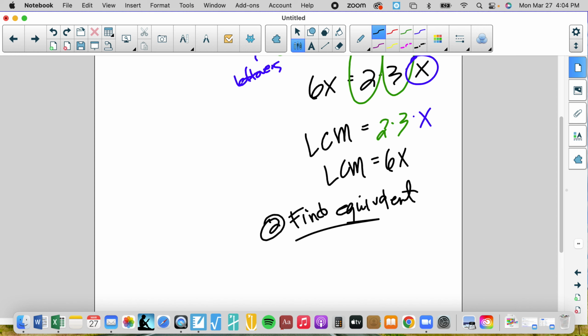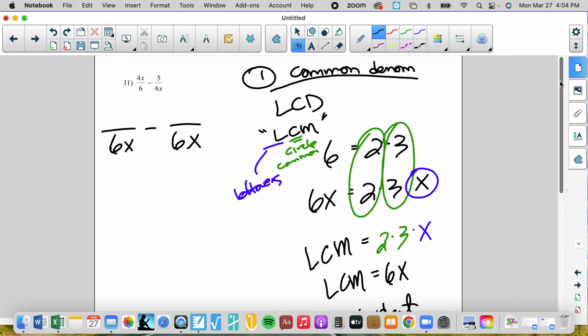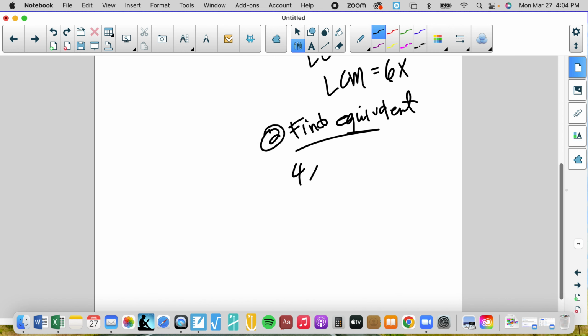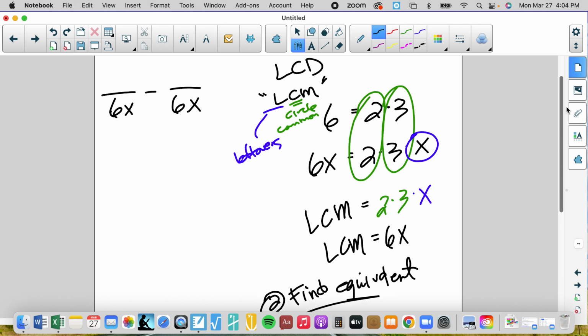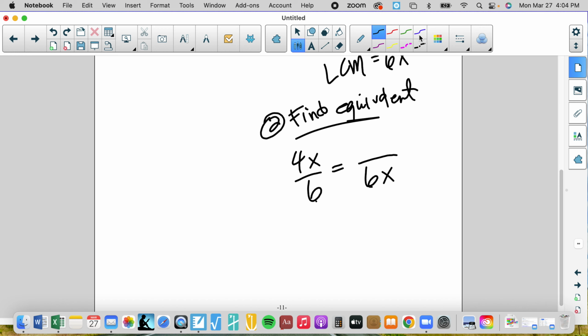Find equivalent fractions. So I need to find 4x over 6 is equivalent to how many 6x's? That's my common denominator. So I asked myself, 6 times what gives me 6x? 6 times x. And if I want them to be equivalent, whatever I multiply my denominator by, my numerator needs to be the same, because this is a value of 1. We don't want to change the value of the fraction. We just want to find an equivalency.